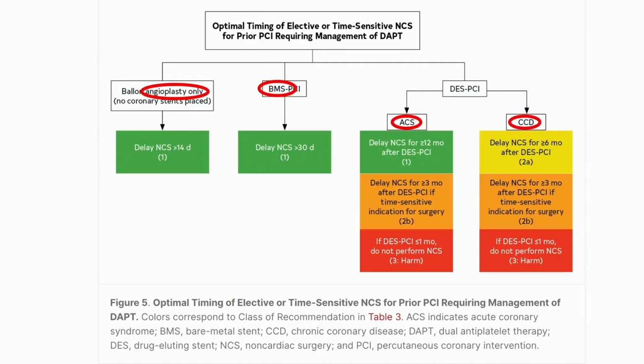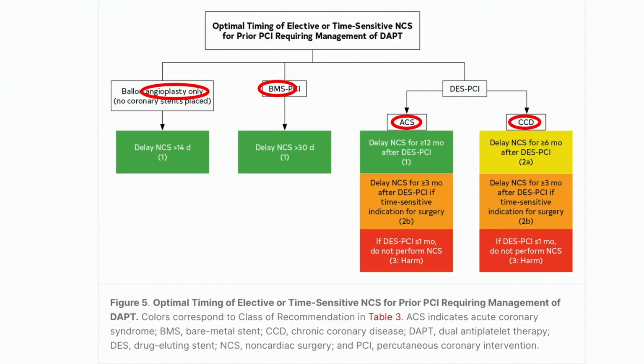And they say that it's definitely not a good idea to do surgery within the first month, and that can cause harm. Of course, there will be situations where there is not an option to wait, but they say less than 1 month, don't do surgery. If it must be done, wait at least 3 months. Ideally, 1 year for acute coronary syndrome and 6 months for stable ischemic heart disease.